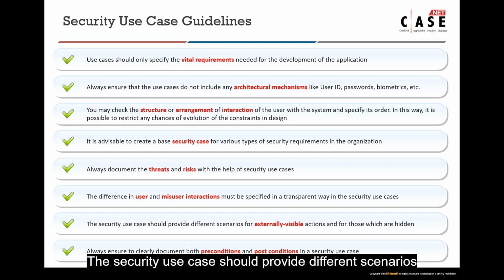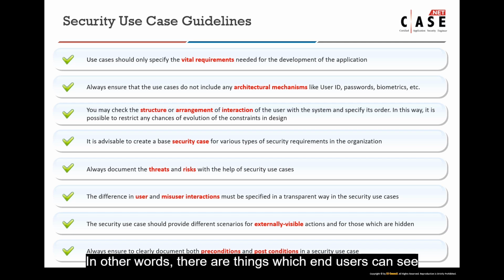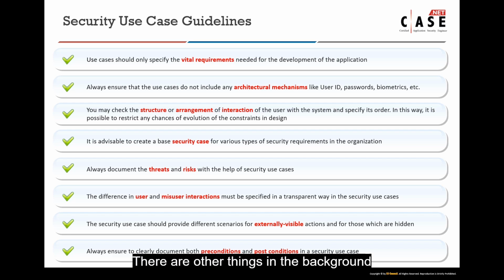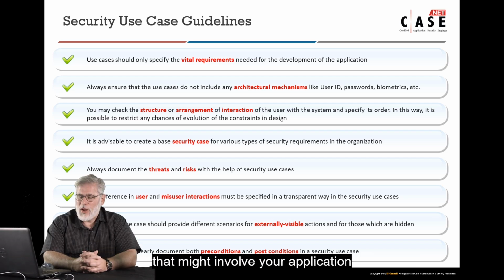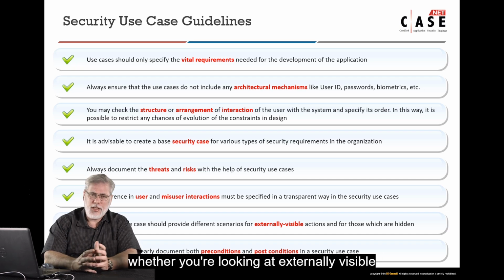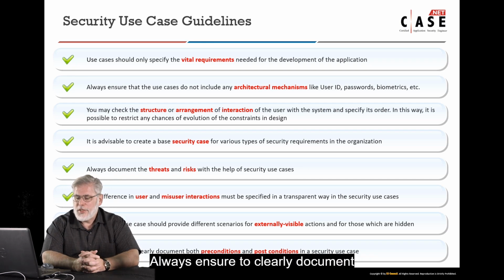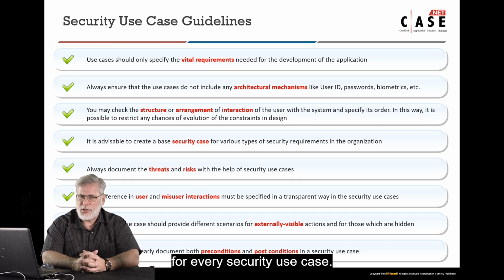The security use case should provide different scenarios for externally visible actions from those which are hidden. In other words, there are things which end users can see and do in your application. There are other things in the background that might involve your application interacting with a database or a web service or something of that nature. Make sure it's clear in your security use case whether you're looking at externally visible or not externally visible. Always ensure to clearly document both the pre and post conditions for every security use case.